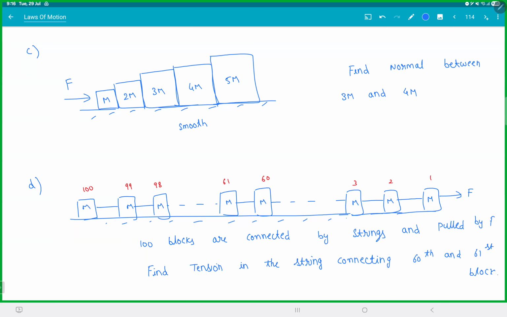You have to try. Aditi: In the second question, all of the masses are equal, right? M. Same mass, same mass. Okay.